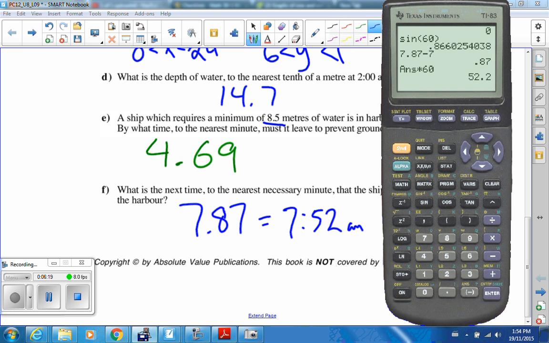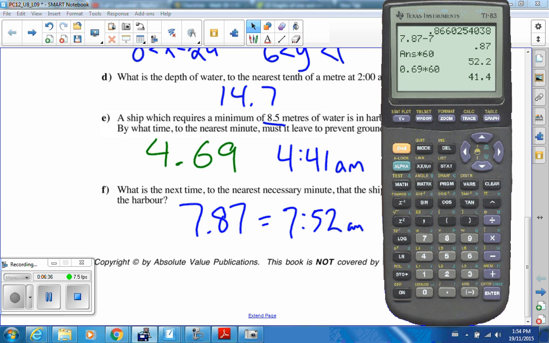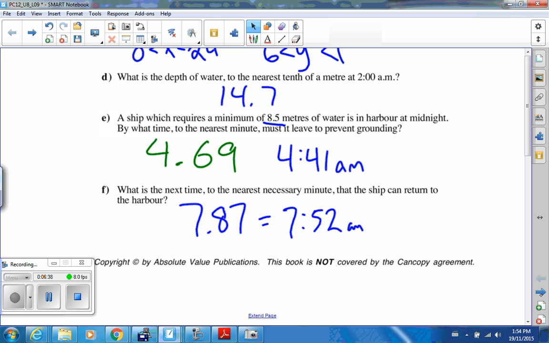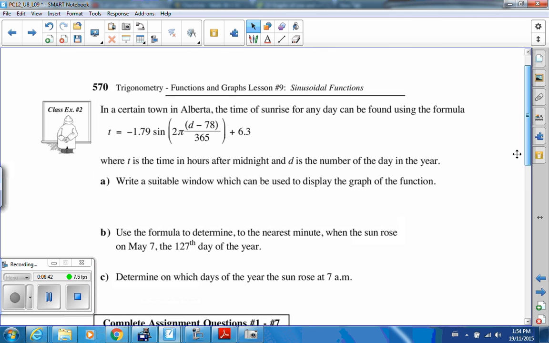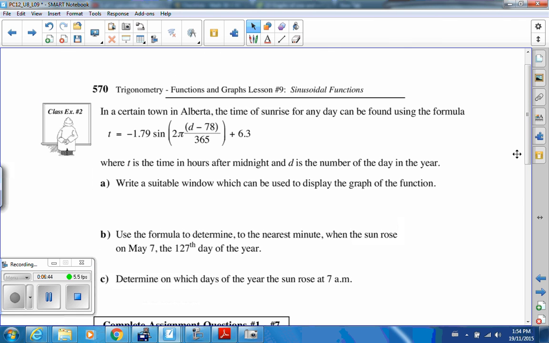And this is going to be 4 and then 69/60ths, so 0.69 times 60. That's 41.4, so it's going to be 4:41 a.m. So it has to get out of the harbor before 4:41, and it can come back by 7:52. Basically, same idea here, right? You just plot the thing in, and then go with it.